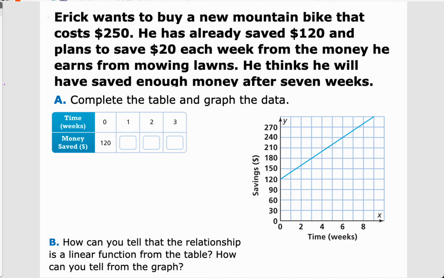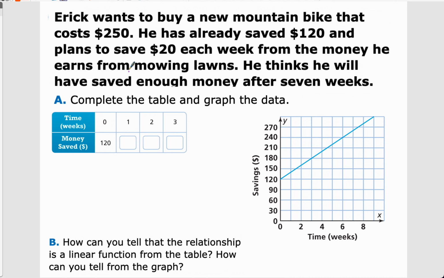Warm-up question. Eric wants to buy a new mountain bike that costs $250. He has already saved $120 and plans to save $20 each week from the money he will earn mowing lawns. He thinks he will have enough saved after 7 weeks. So complete the table and graph the data. When he comes up with this idea at 0 weeks, he already has $120 in his account. That number should tell you something right there.